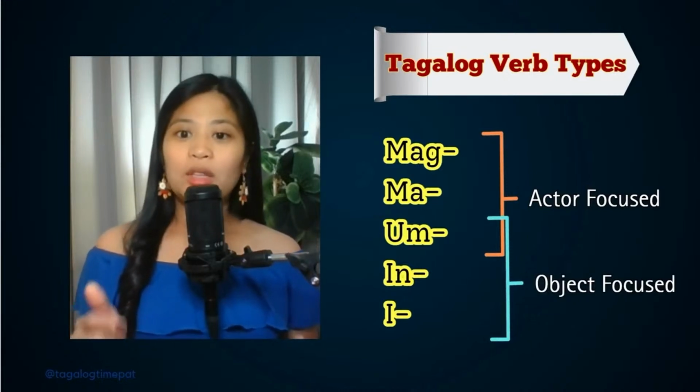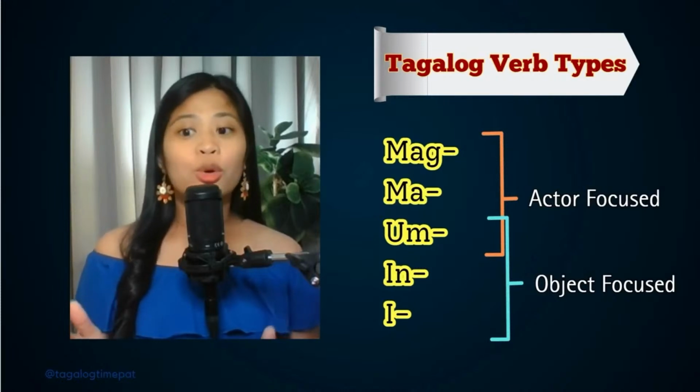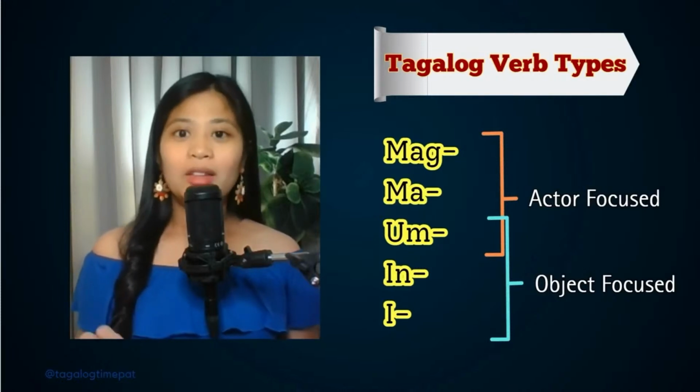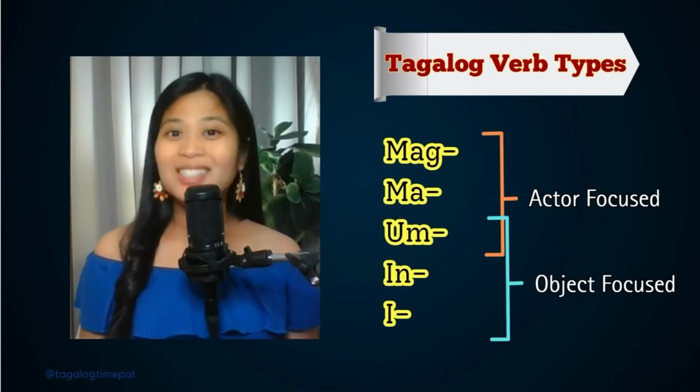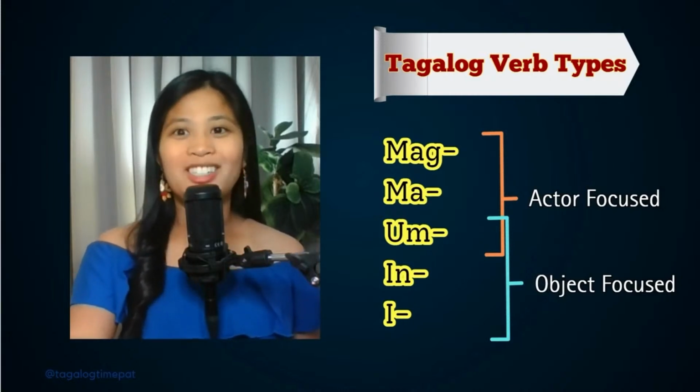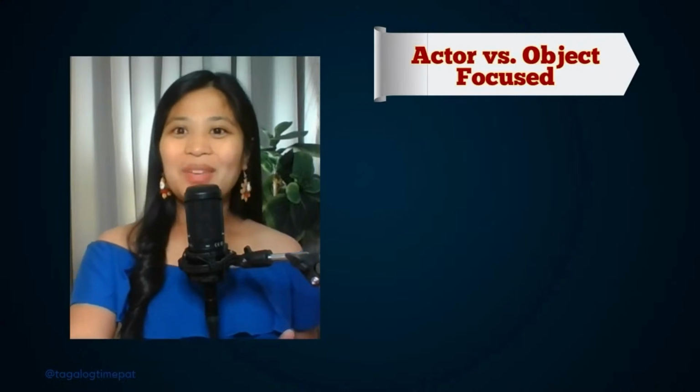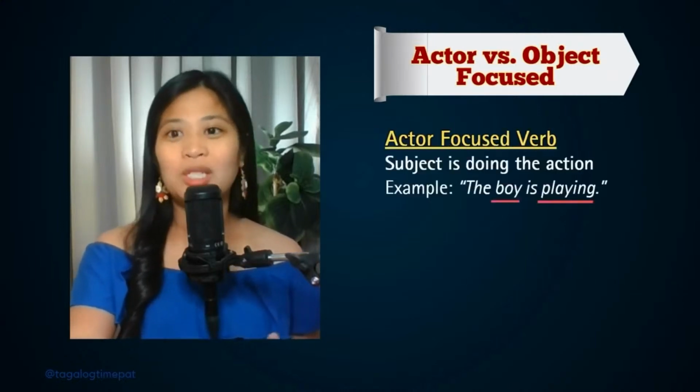So you can see that some of the verbs can be actor or object-focused, depending on the context of the sentence. And again, in lesson 3, I go over which types of verbs can be actor or object focused. So that's a really good episode to watch. Okay, so what does it mean to be an actor or an object focused verb?